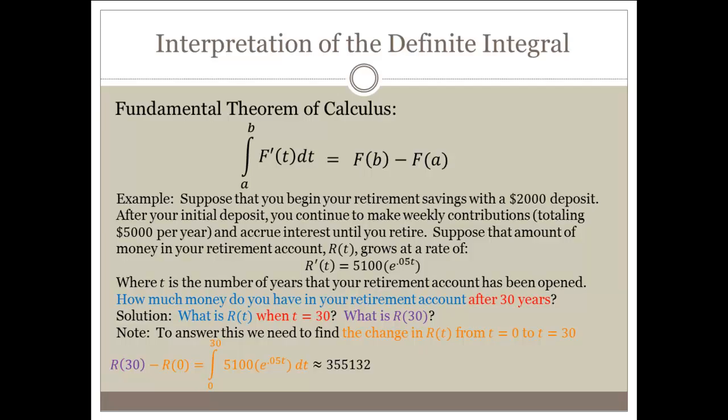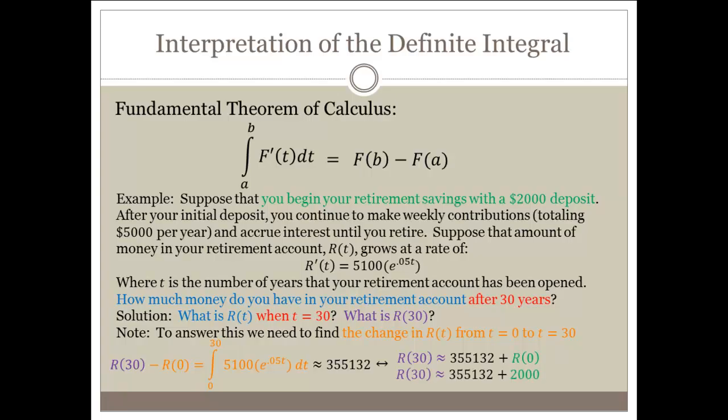But we want to know what is R(30). Solving this equation for R(30), we get that R(30) is roughly 355,132 plus R(0). But what's R(0)? Here, we use the fact that we begin our retirement savings with a $2,000 deposit. So R(0) is 2,000.